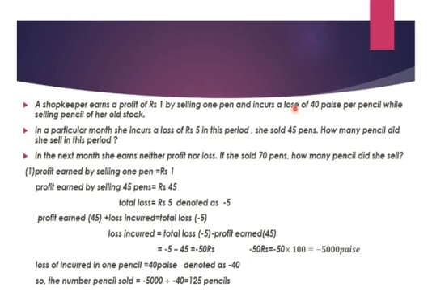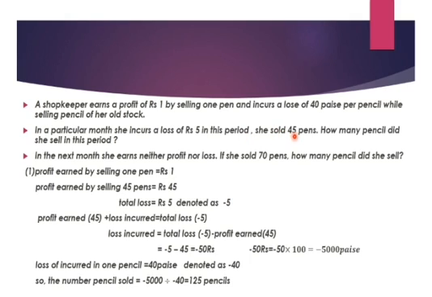And in case of loss of 40 paisa per pencil while selling a pencil of her old stock, she has lost 40 paisa per pencil. Okay, 40 paisa is loss and 1 rupee is profit. And in a particular month, she incurs a loss of rupees 5 in this period.